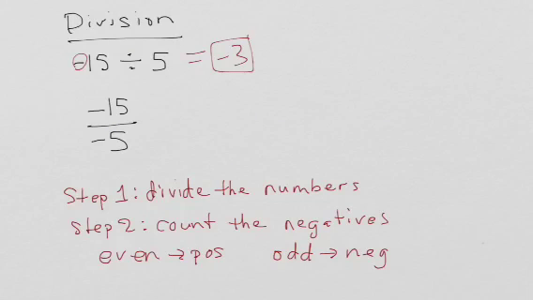So when I see this, it's not fractions. This is still 15 divided by 5, which is 3. And I go back and count the negative signs. There were 2 of them. That's an even number, which means that the answer is positive 3.